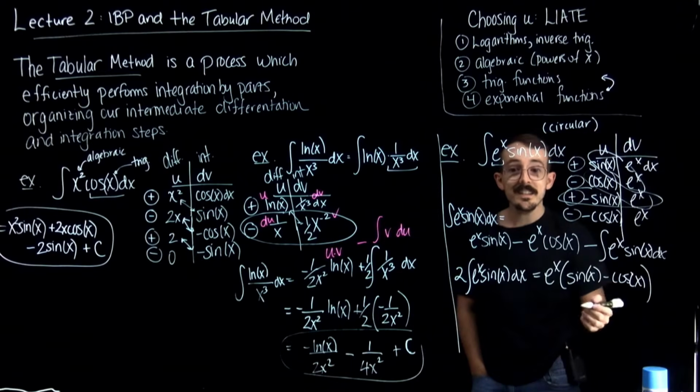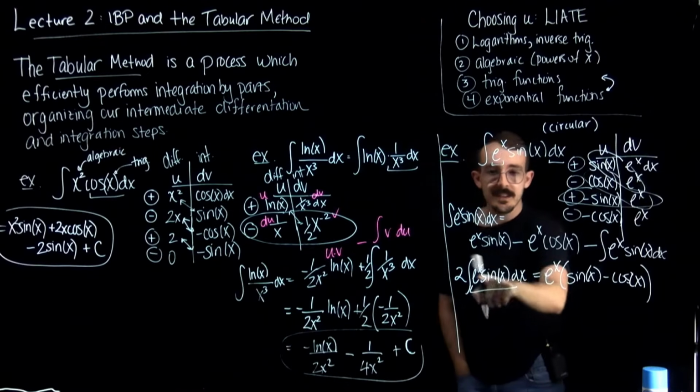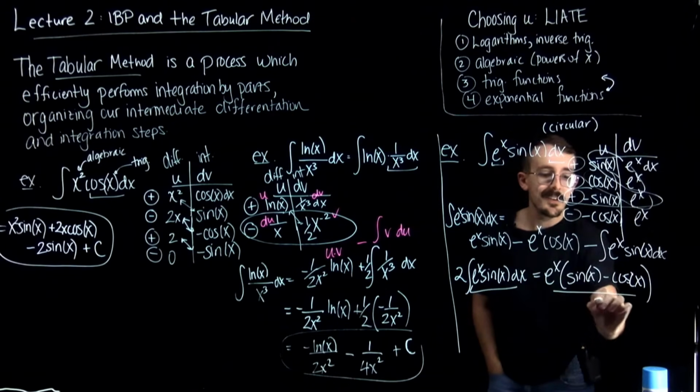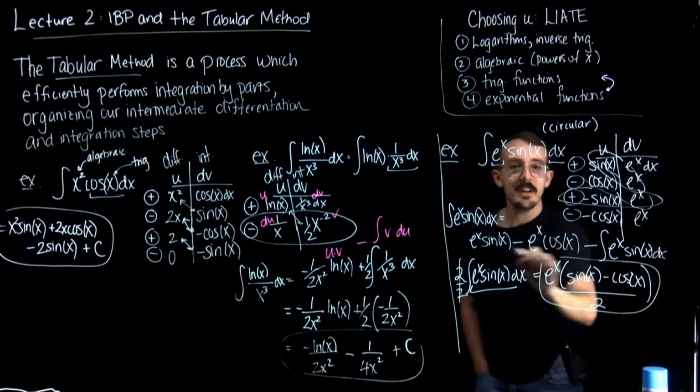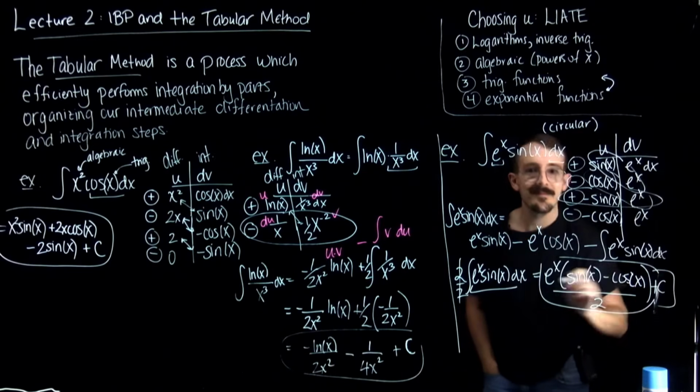And then finally, to get the answer, you just divide both sides by 2. So what I wanted was this. Divide both sides by 2. Just allow me to do this. I'm going to write over 2, over 2. And then that's my final answer right there. Oh, plus c, right? Plus c.